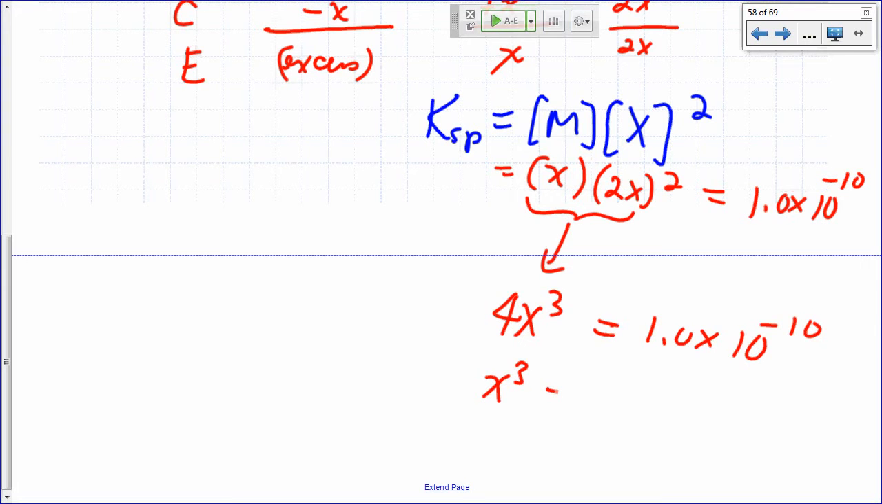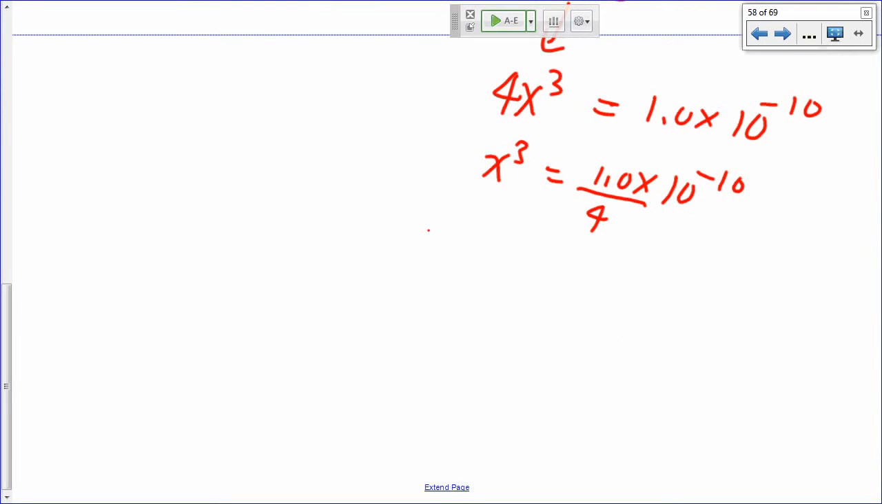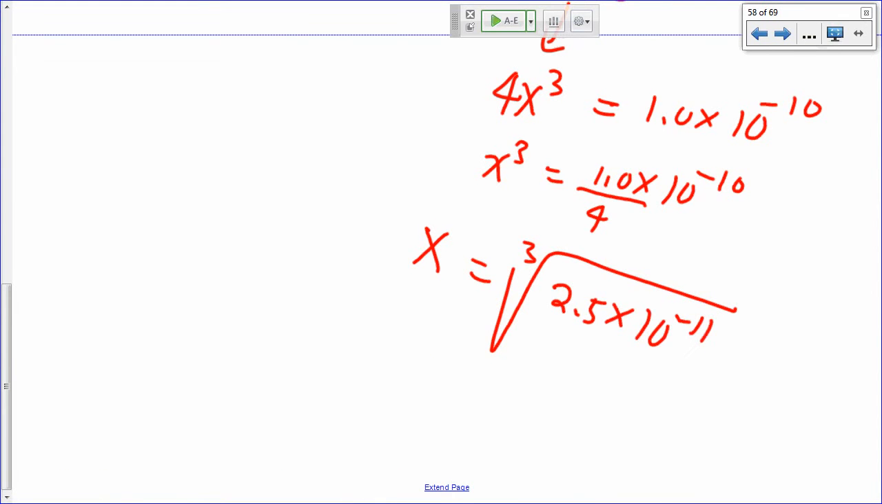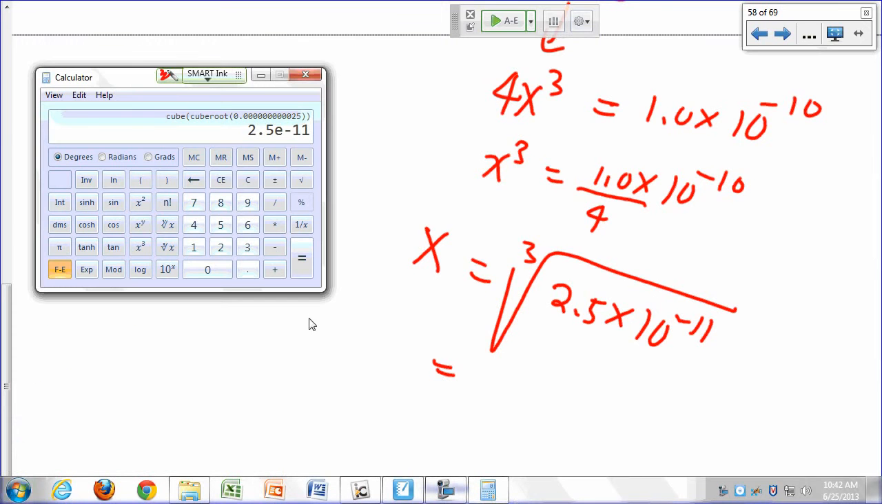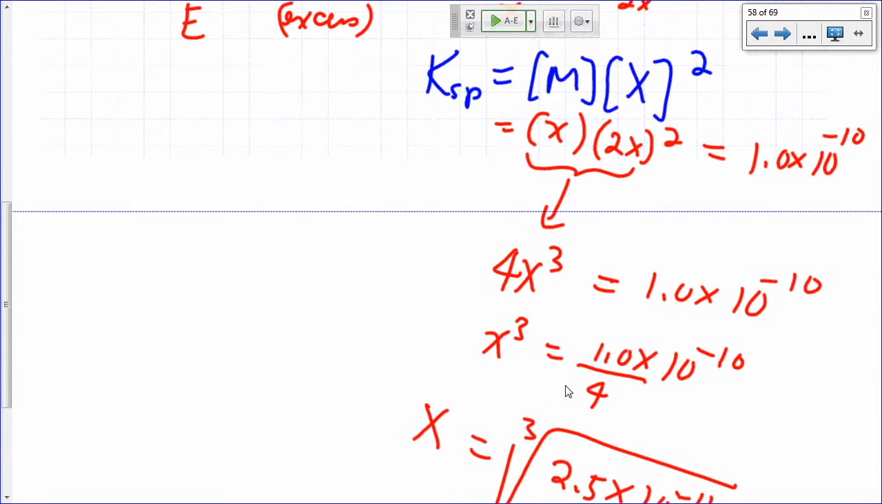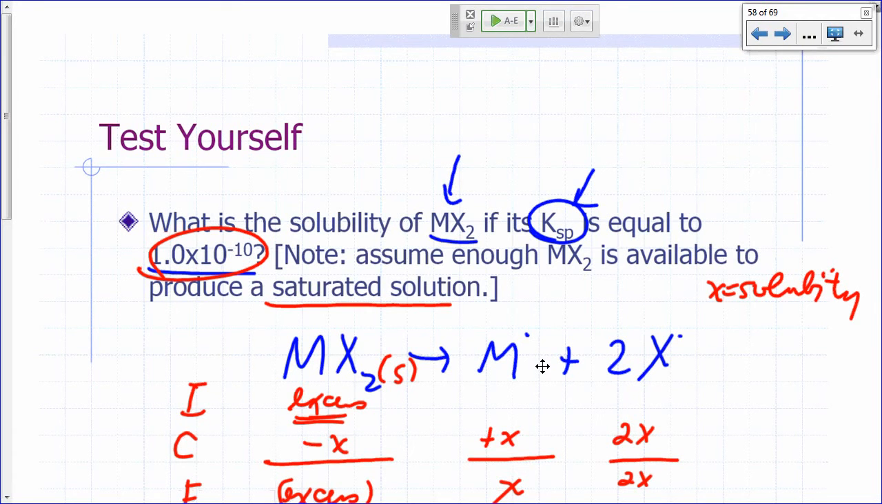So how do you solve for X? X cubed is 1.0 times 10 to the negative 10 over 4. So X would be equal to the cube root of that number. So what is that number? 1 times 10 to the negative 10 divided by 4 equals 2.5 times 10 to the negative 11, and the cube root of that is 2.9 times 10 to the negative 4. So the solubility is 2.9 times 10 to the negative 4 moles per liter. So if you know the KSP, you can predict how far your solid will dissolve.